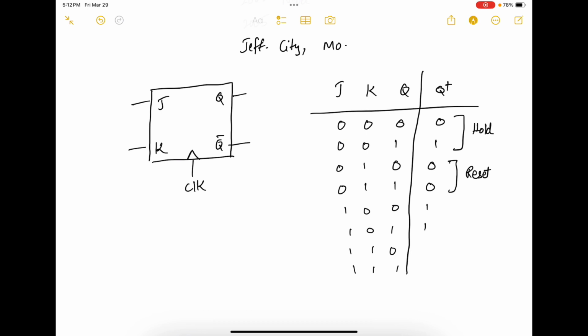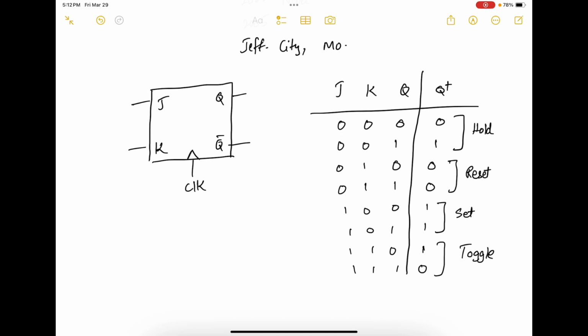As you might have guessed, the next states for J equals 1, K equals 0 would be 1, 1. So that's the set operation of the SR flip-flop or the SR latch. And finally, when J equals 1 and K equals 1 and Q is 0, your output is going to be a 1. And for the other case, your output is going to be a 0. And this is known as the toggle operation.